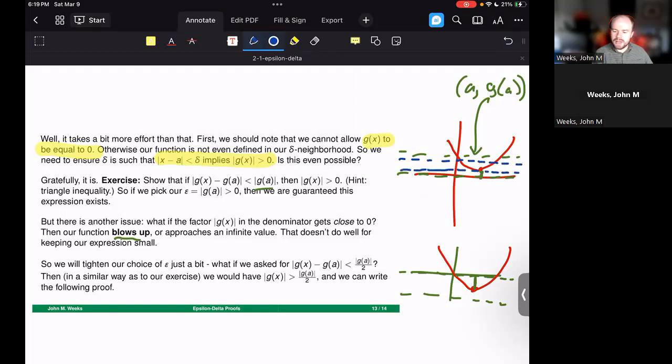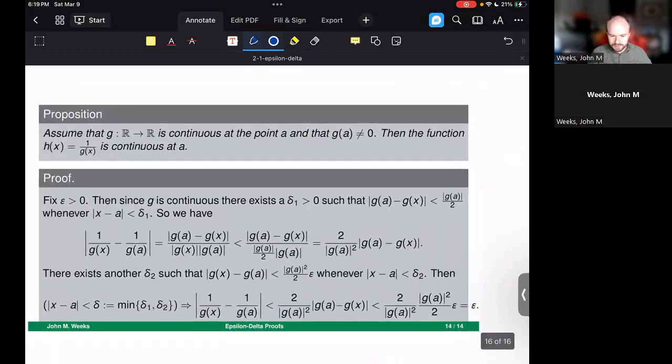Well, then now not only are our values of g of x not equal to 0, they're also away from 0 by some sort of predetermined margin, given by whatever the absolute value of g of a is. Same thing in this picture. So I'm making these less than g of a over 2. Then in a similar way, we must have the absolute value of g of x is greater than the absolute value of g of a over 2. That's going to allow us to write the following proof. Let's assume that g from the reals to the reals is continuous at the point a, so that g of a is not equal to 0. This is what we're starting from. Then the function h of x equals 1 over g of x is continuous at a. Let's see if we can do it. In order to show something is continuous, we've got to do an epsilon-delta argument, or we need to do a sequential definition of continuity.